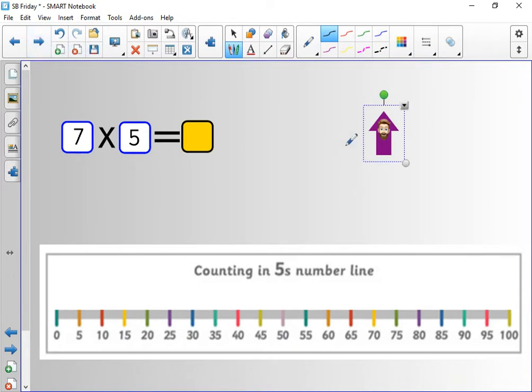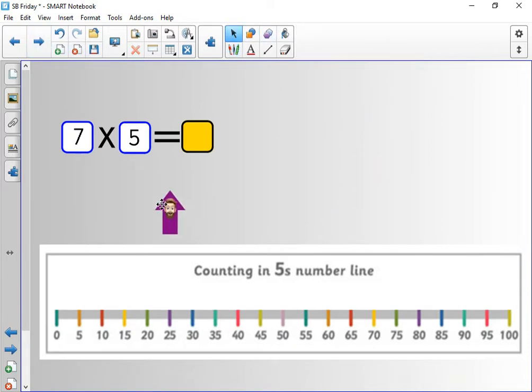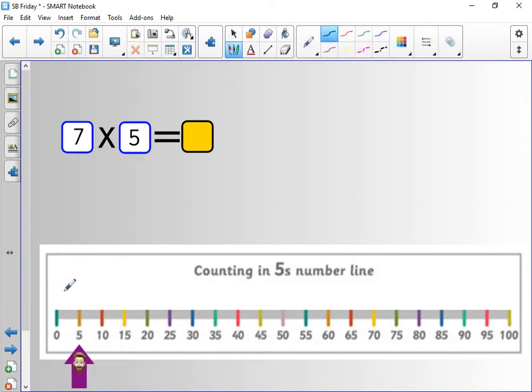Let's try with this one. So I've got our 5's number line here, and let's read the calculation together. 7 multiplied by 5 equals, right, so I need 7 5's. So I've got to count along my number line until I've got 7 5's. Are we going to use the 0? Nope, because we need 5.